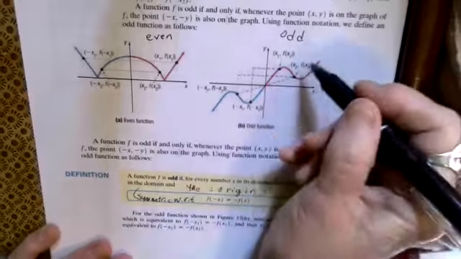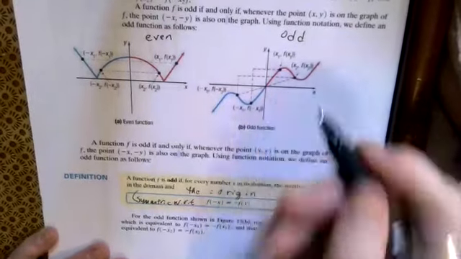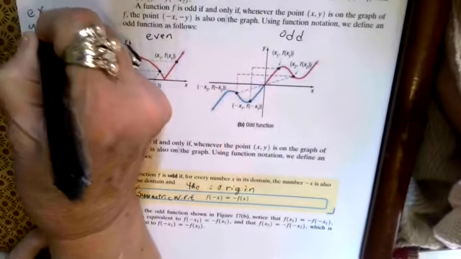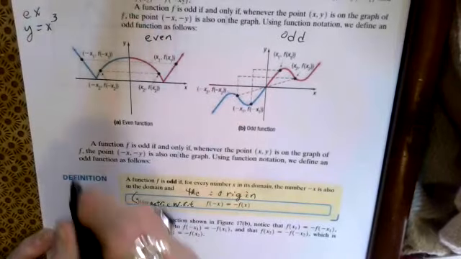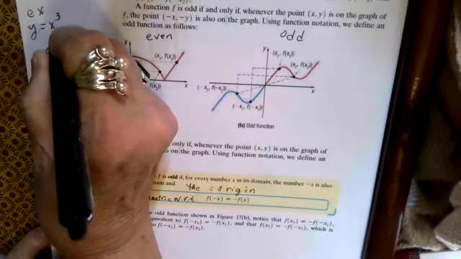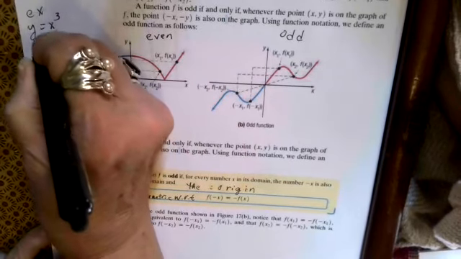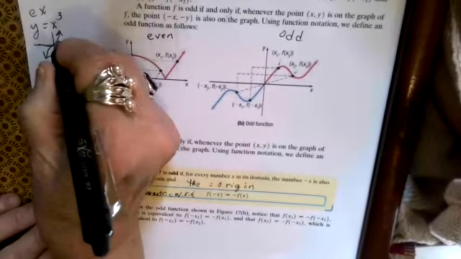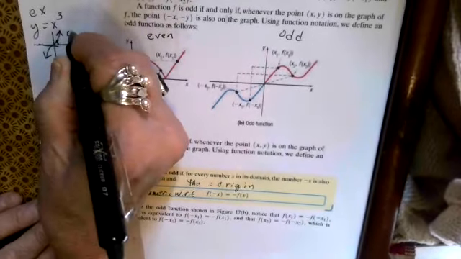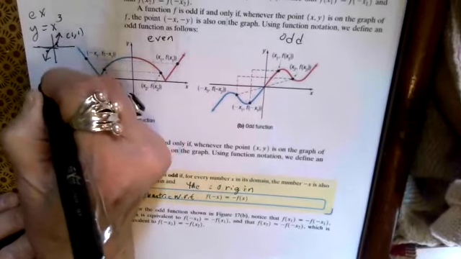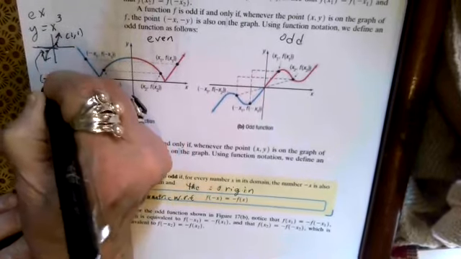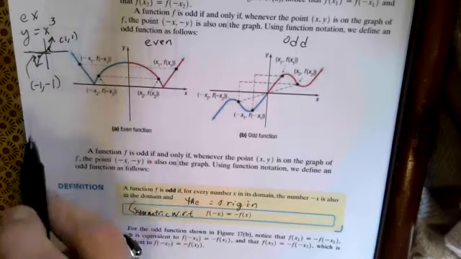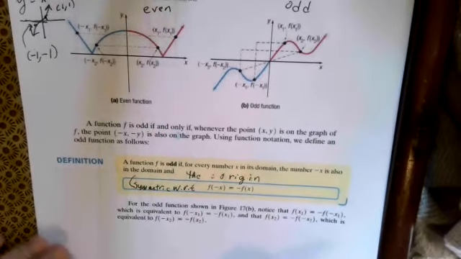An example of an odd function would be y equal x cubed. And it goes kind of like this. It's symmetric with respect to the origin. So if it has a point on here, say 1, 1, it also has the point -1, -1. So if it has the positive x and y, it also has a negative x and y. And that's what we mean by odd.